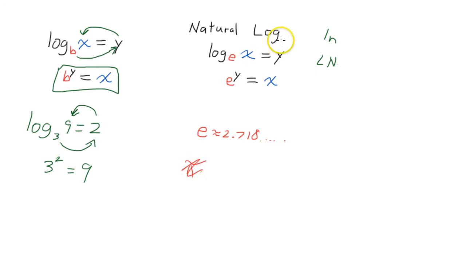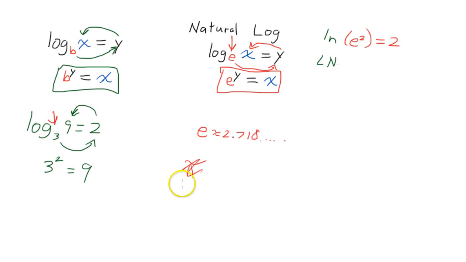Okay, so the natural log, let's say, of e squared, well, that would equal 2, because all that would mean is that e to the second power would equal e squared. E to the y equals x. So it follows that same pattern. So again, the natural log, this ln, is just a specific case where the base is e, as opposed to 3 or 10 or 6 or 5.